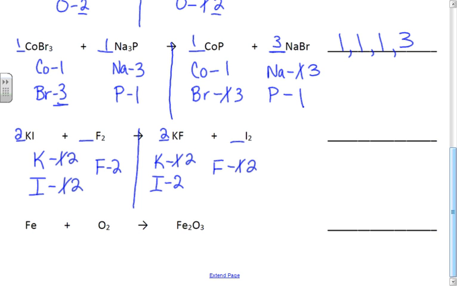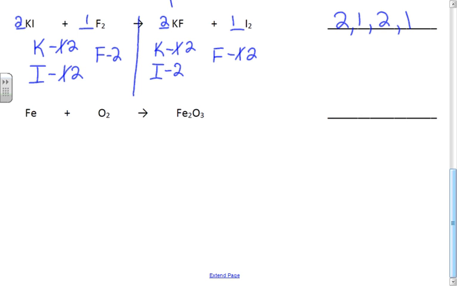So then check the I. Iodine I have 2, and on the product side I also have 2. So it looks like we have 2 of everything. It's all balanced, and we still have 2 open spots. So in those open spots we need 1s. 2, 1, 2, 1. Those are the coefficients that will balance the reaction and show that it's following the law of conservation of mass.